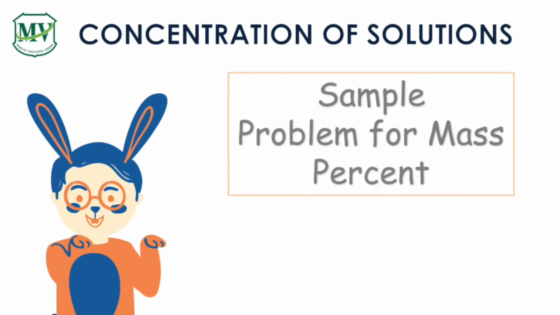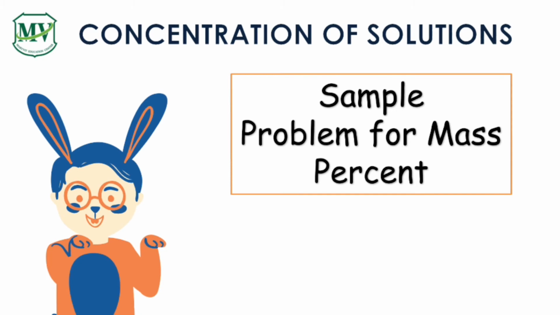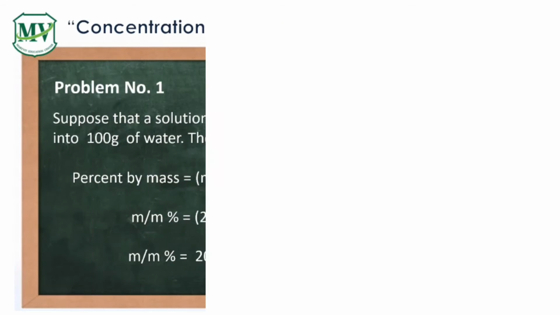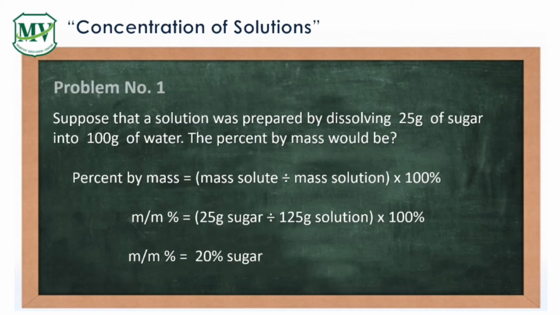Here's a sample problem to illustrate mass percent. Problem number 1. To get the percent mass, you need your solute, which in this case is 25 grams, to be divided by the total mass of the solution's volume. But wait, here's the problem. We don't know yet the total mass of the solution. We are only given the masses of both the solute and the solvent, and not the solution's mass. Remember, no other substance is introduced into the system.